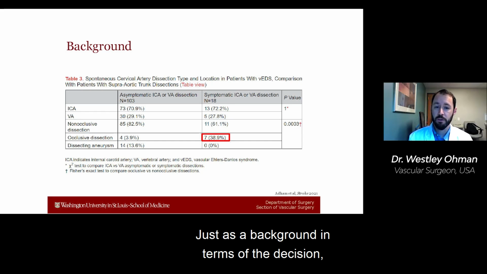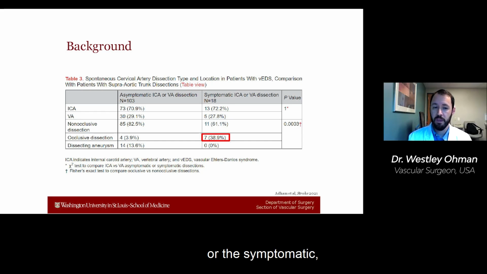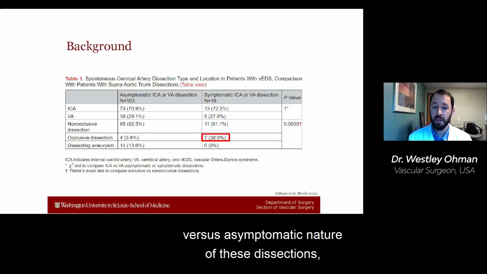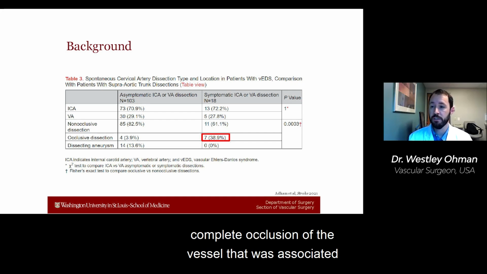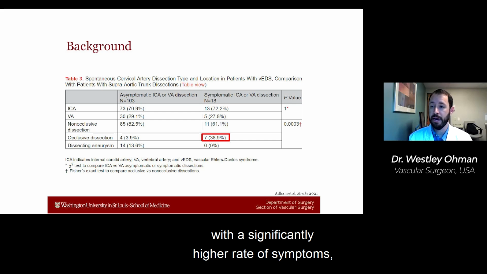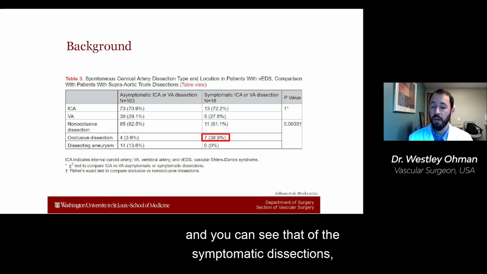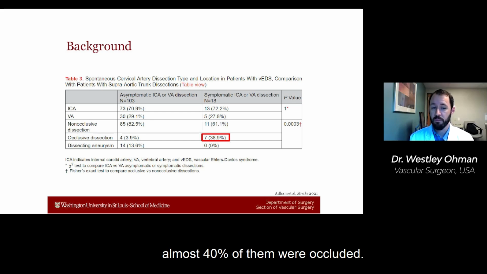Just as background, in terms of the symptomatic versus asymptomatic nature of these dissections, they found that if the dissection caused complete occlusion of the vessel, that was associated with a significantly higher rate of symptoms. And you can see that of the symptomatic dissections, almost 40% of them were occluded.